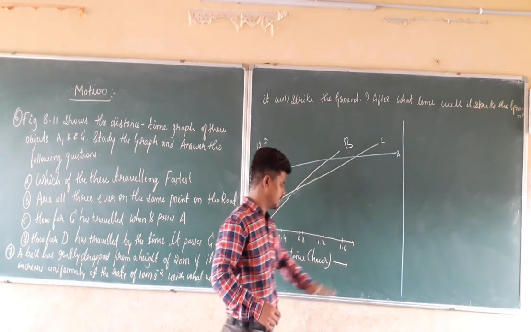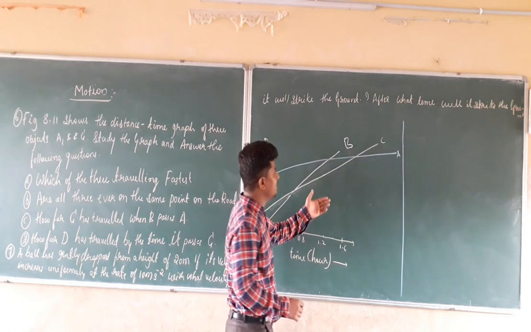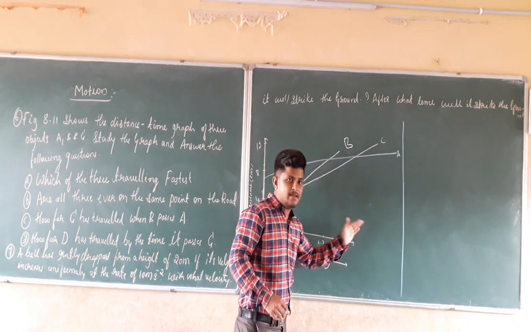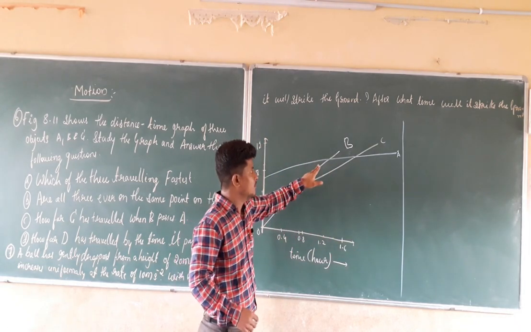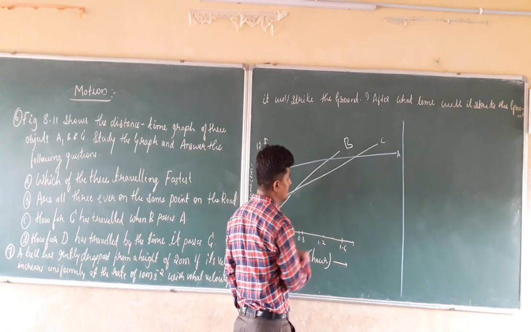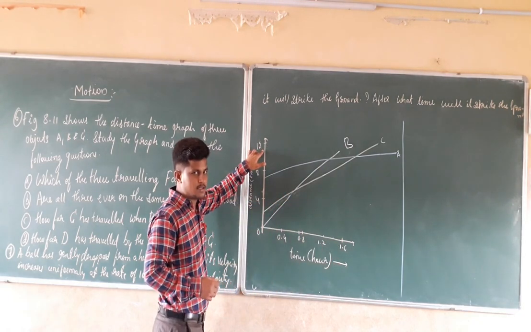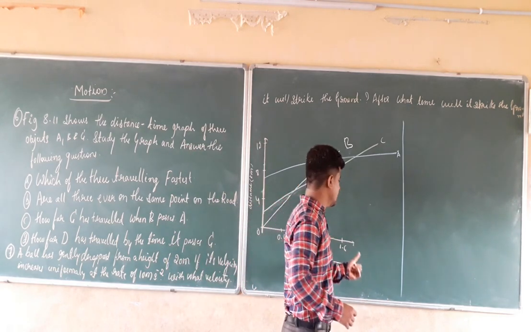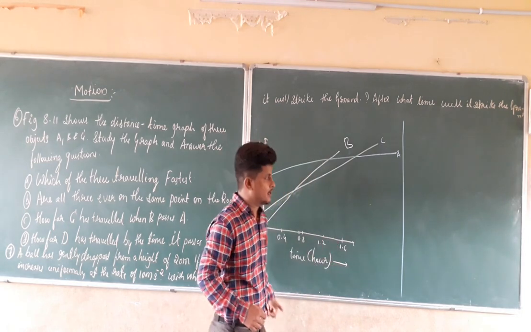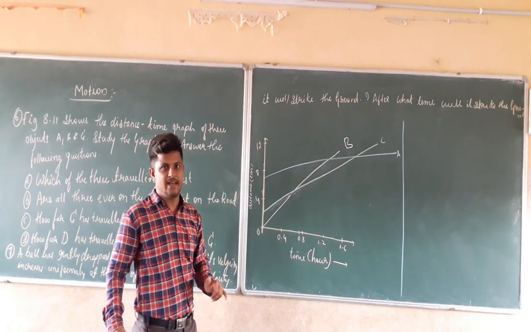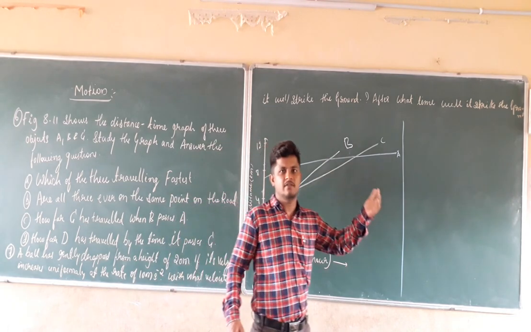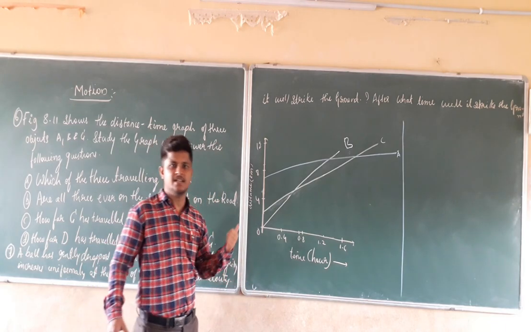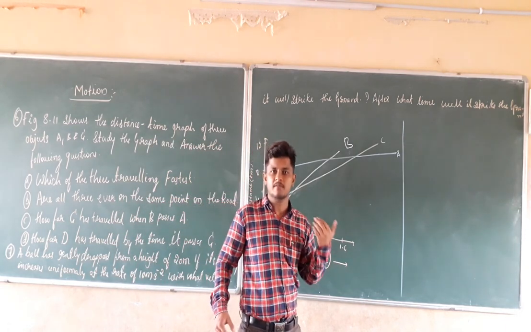When you analyze the graph, in the same manner, C is also covering more distance, but comparatively it is taking more time than B. B is taking 1.6 hours only for covering nearly 12 kilometers. In the same manner, C is covering 12 kilometers, so it takes more than 1.6 hours, maybe more than 2.4. If time is more and distance covered is less, then the speed of that object will be less. In the same manner, if the distance covered is more and the time taken is less, the speed of that object will be more.